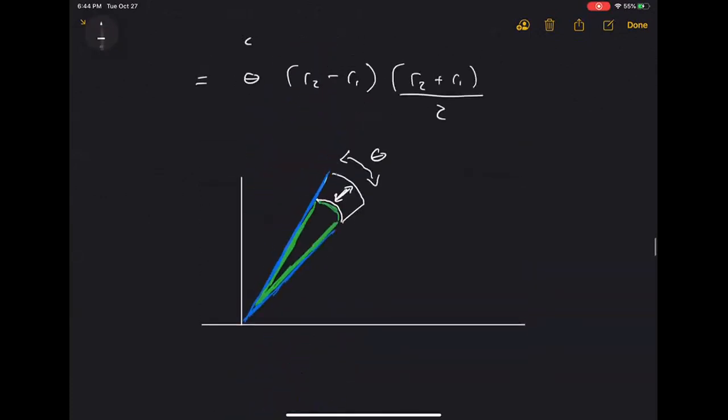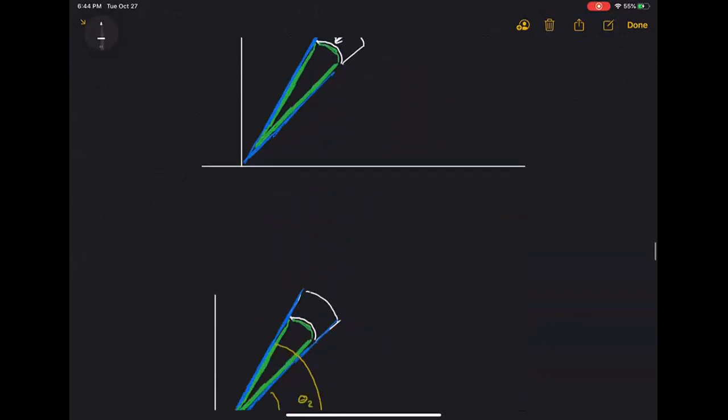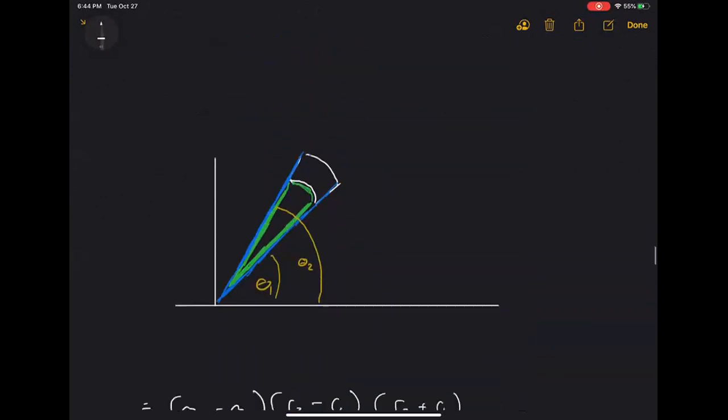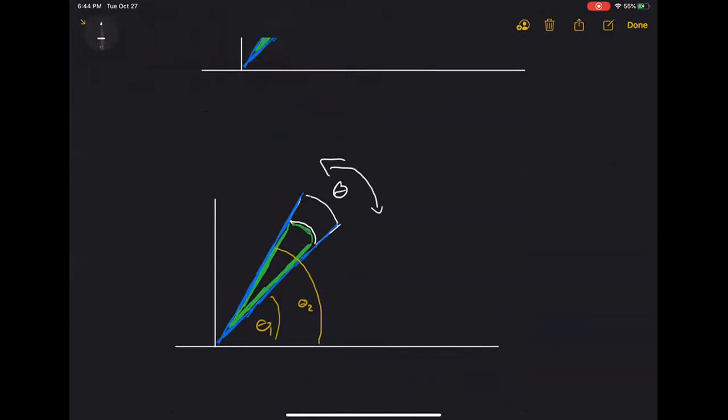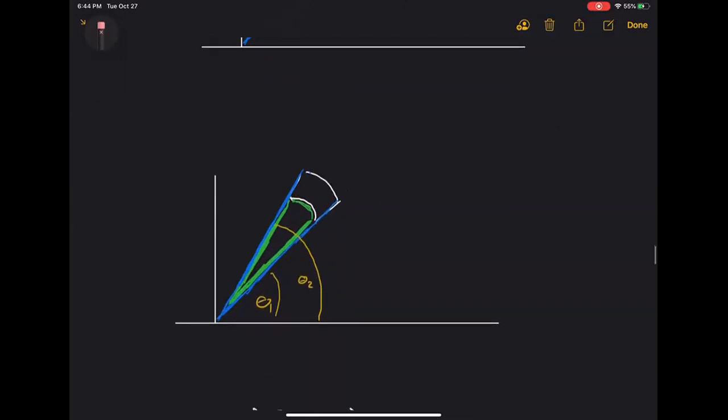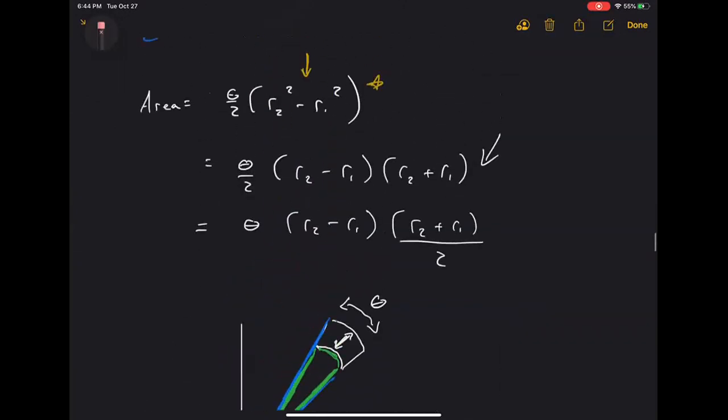All right, and then let's dissect theta a little bit. Usually we measure theta from the horizontal axis. So this angle, the angle of this sector, I could write as theta 2 minus theta 1, right? Theta 2 minus theta 1 is still going to give me just this angle here. Really this is the way we want to write it, because it's going to allow us to write it in polar coordinates nicely. So I'm going to rewrite this theta here as theta 2 minus theta 1.